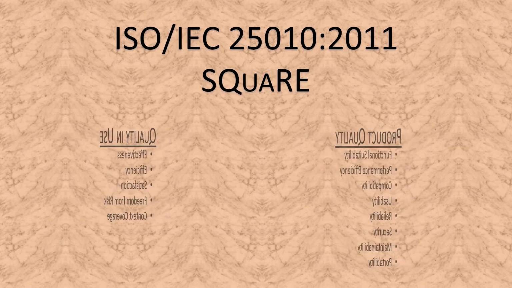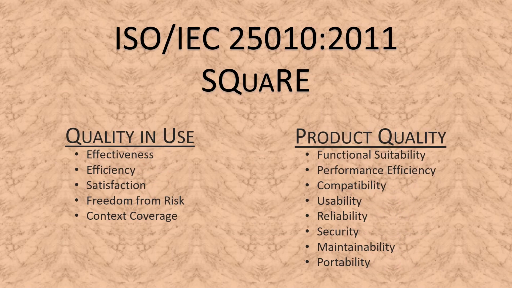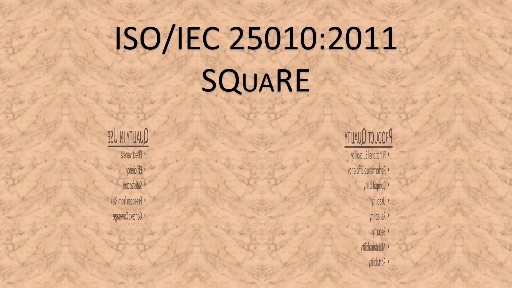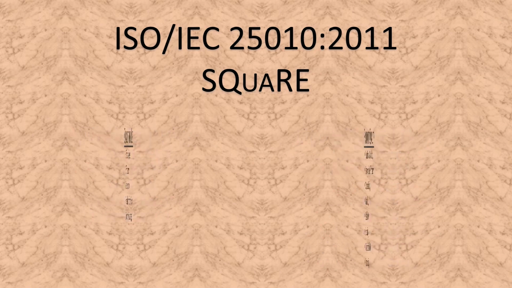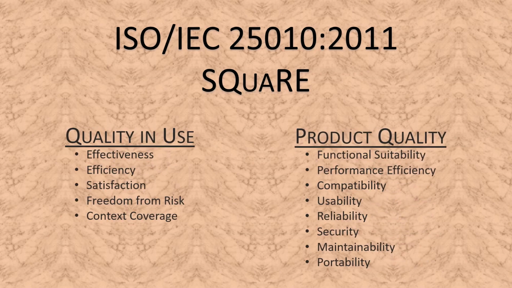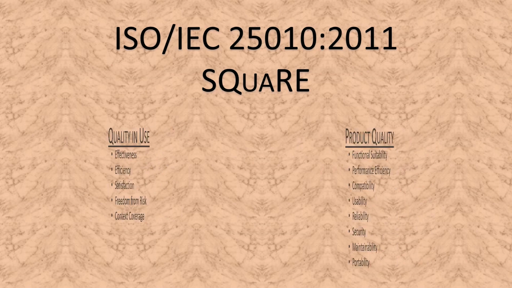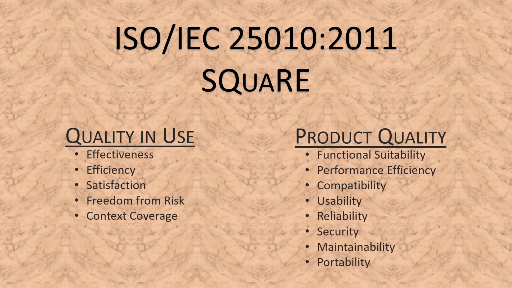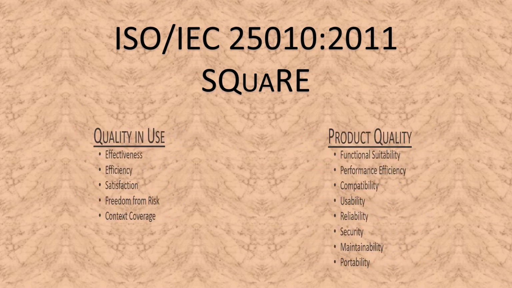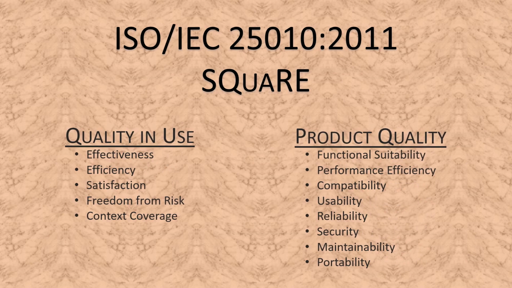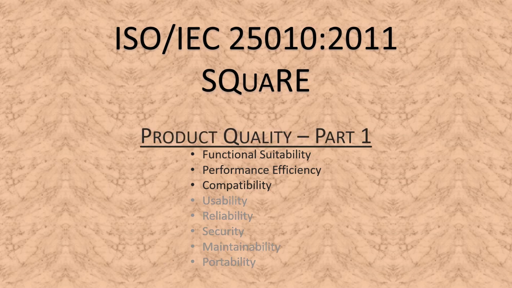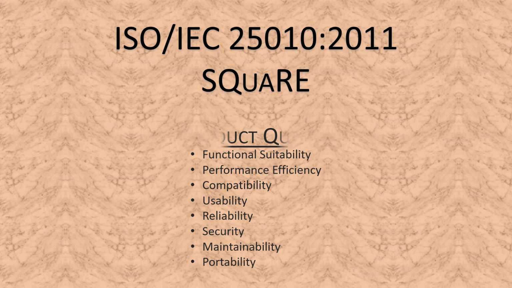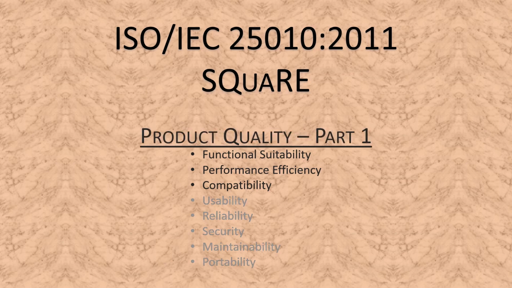So, let's do a quick review. SQuaRE defines two models, quality in use and product quality. These models define characteristics relevant to all software products and computer systems. These models have been decomposed into factors, with some factors decomposed into subfactors. We discussed quality in use in 2 previous videos. We've just completed Part 1 of the product quality model, where we discussed the factors functional suitability, performance efficiency, and compatibility. We'll discuss the other 5 factors in future videos.